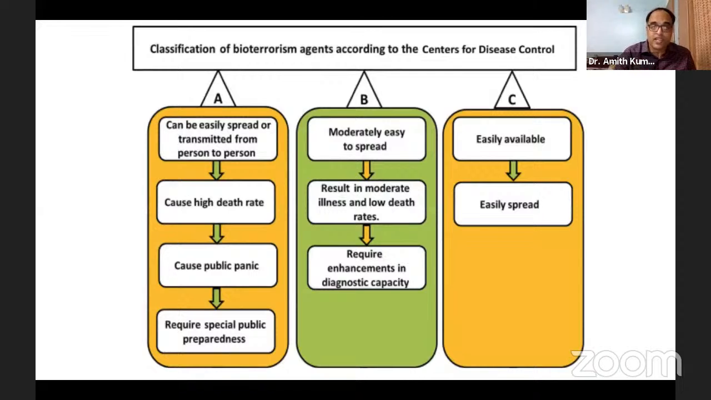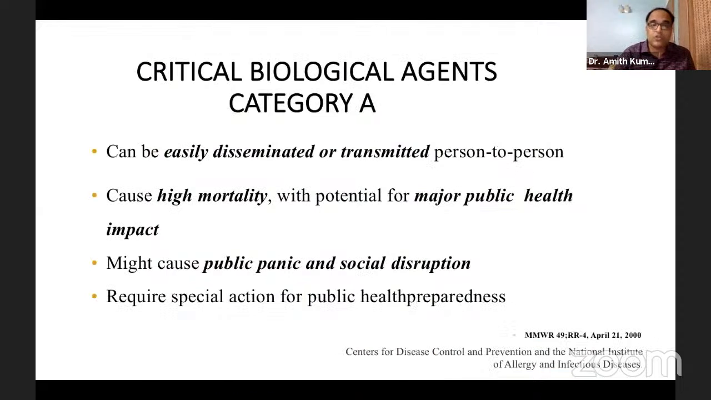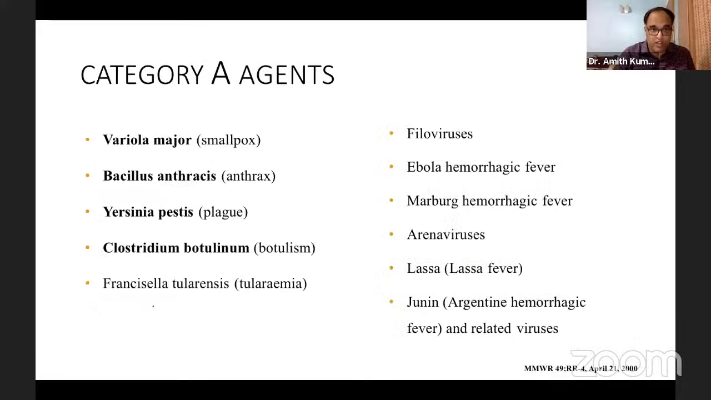Now, going on to classification, that's the category A. Category A biological agents, or critical biological agents, are those which can be easily disseminated or transmitted from person to person, can cause high mortality with potential for major public health impact, might cause public panic and social disruption, and require special action for public health preparedness. So the category A agents are Variola major, the one that causes smallpox, Bacillus anthracis, Yersinia pestis, which causes the plague, Clostridium botulinum, Francisella tularensis, the filoviruses, that's Ebola and Marburg, and the arenaviruses, Lassa and Junin virus.